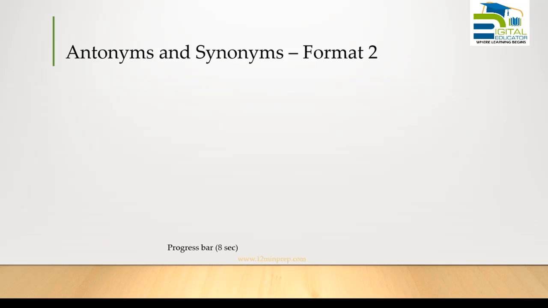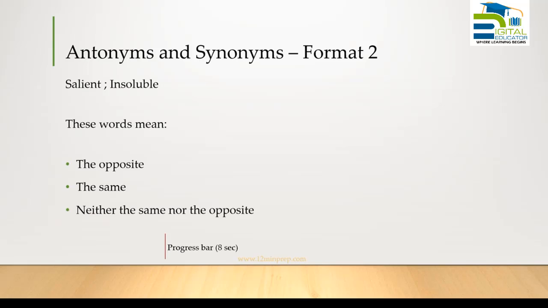Here is another popular format of a vocabulary question. Take 8 seconds to answer it. Salient means most noticeable or important, while insoluble means impossible to solve or incapable of being dissolved. Therefore, the correct answer is neither the same nor the opposite.